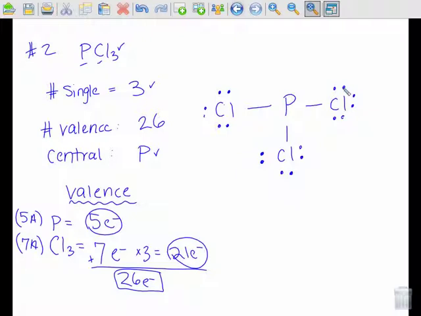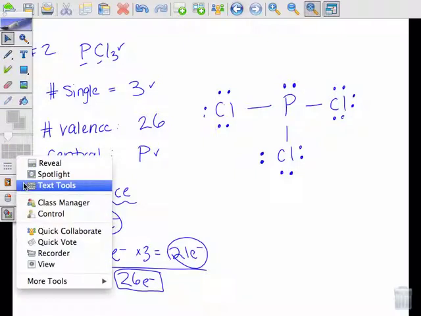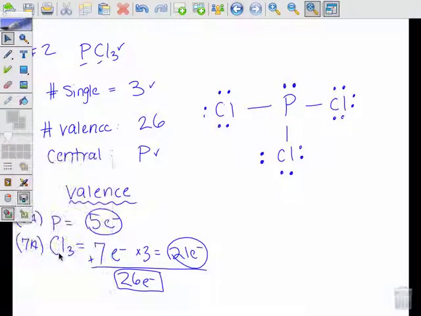But if I look, phosphorus only has 2, 4, 6, so it needs 2 more. And that'll give me everything even Steven the way it's supposed to be. I'm showing 26 valence. I'm showing all my elements. Everything has an octet rule of 8. Everything's good.